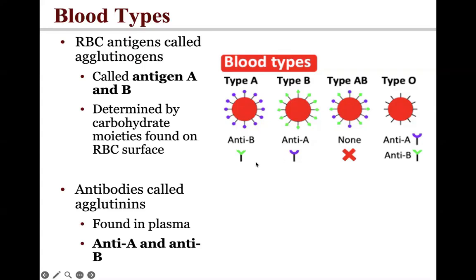Now in the plasma, what antibody does type A have? It has antibody B. Type B has antibody A. Type AB does not have any antibody. And type O has both antibody A and B.